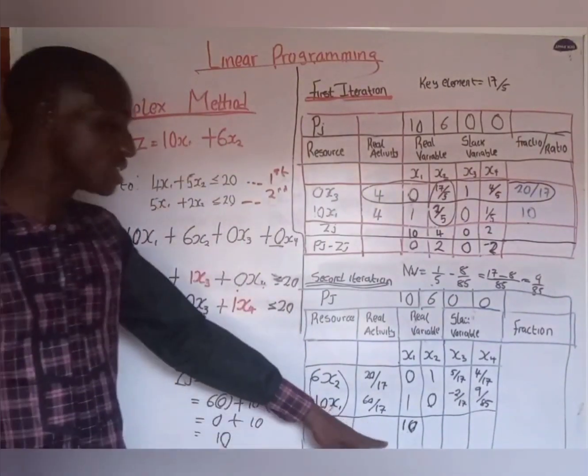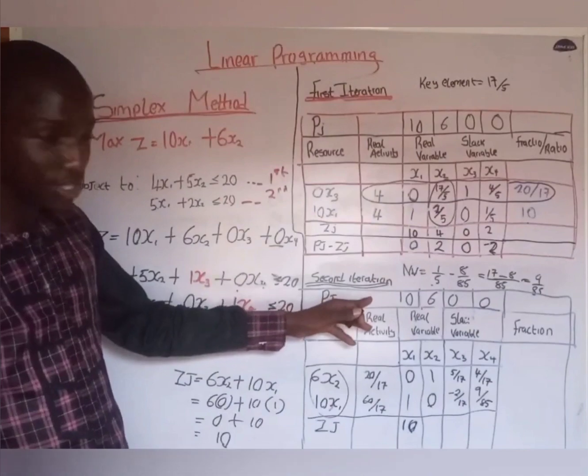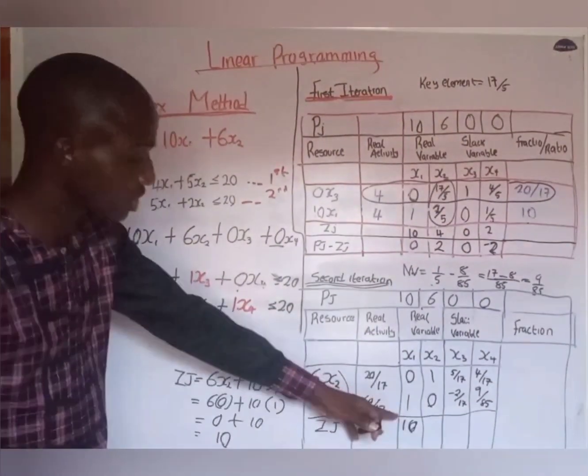The reason why I don't calculate the value of ZJ for this one, for the real activity, is because it doesn't have any PJ. So I don't need the ZJ of this. So now let's proceed to the X2.